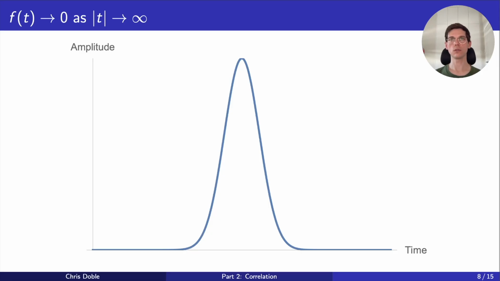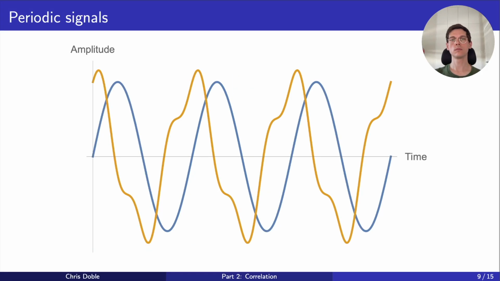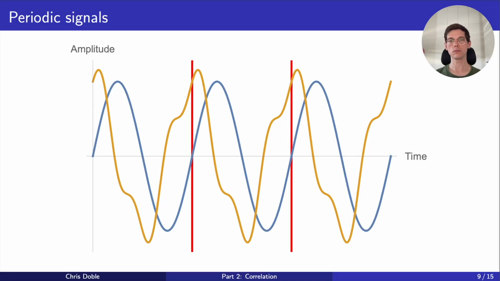There's one other category of signals that we care about, and that's periodic signals, like these. They don't go to zero far from the origin, they repeat forever. So our previous definition of correlation could result in an infinitely large number. How can we avoid this? Well, instead of integrating from negative infinity to positive infinity, we integrate over one repetition of the signals, one period, like this. Assuming the signals are well behaved, this sets an upper bound on their correlation.